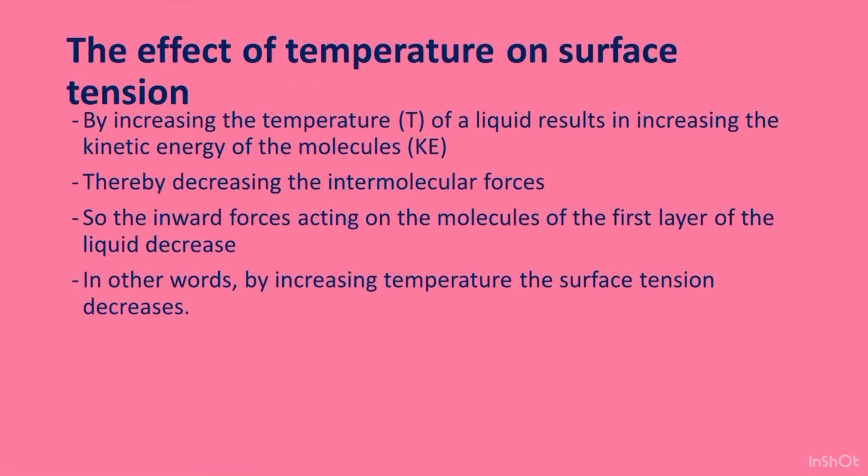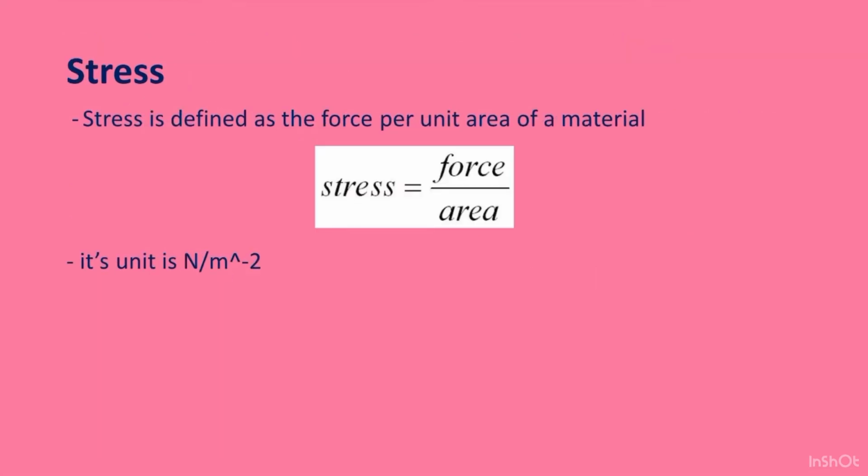The effect of temperature on surface tension is that increasing the temperature of a liquid results in increasing the kinetic energy of the molecules, thereby decreasing the intermolecular forces. So the inward forces acting on the molecules of the first layer of the liquid decrease. In other words, by increasing temperature, the surface tension decreases. Stress is defined as the force per unit area of a material. This is the formula for the stress, and this is the unit for the stress.